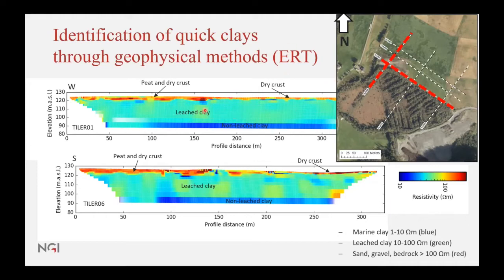The ERT doesn't tell us where quick clay is, but it tells us where you can have leached clay. There's a large difference in resistivity between a leached clay and a non-leached clay, because the leached clay has no salt in it anymore, while the marine clay that is non-leached still has salt. And you can see the blue color is for marine clay, while the leached clay is more a greenish color, and the resistivity will vary between 10 to 100 ohm meter. And we have really good experience with this method.